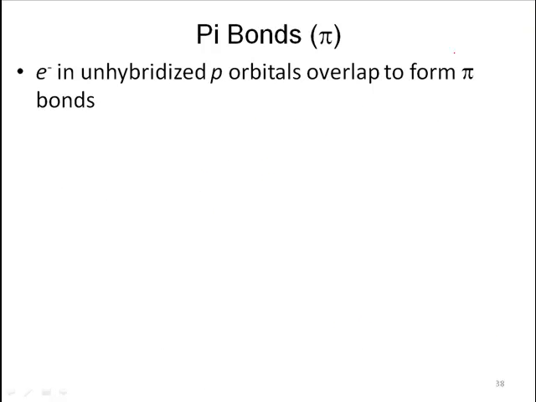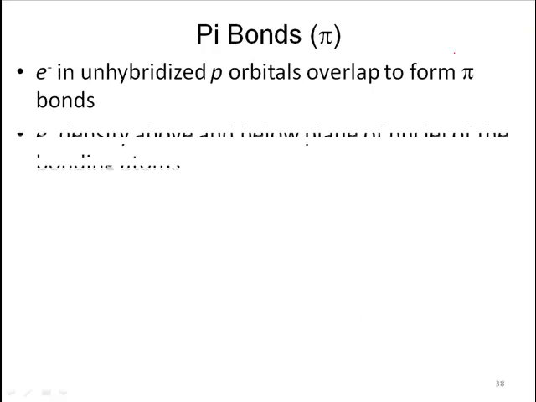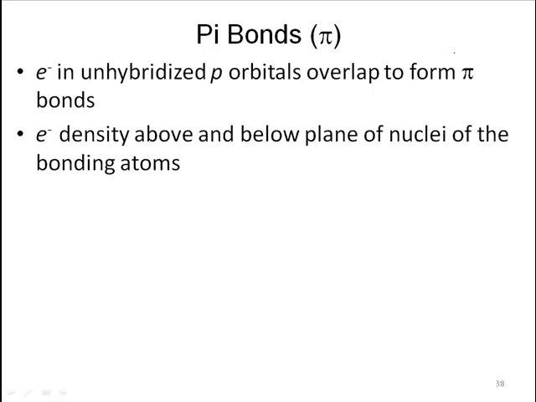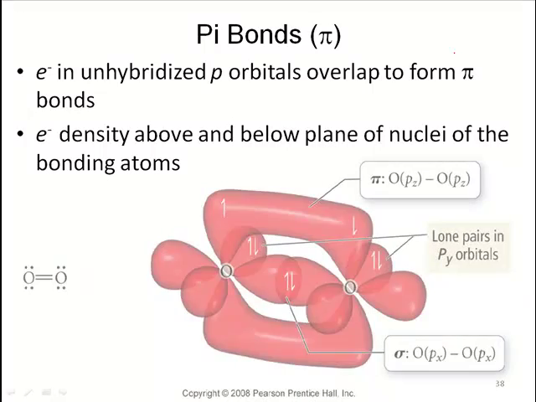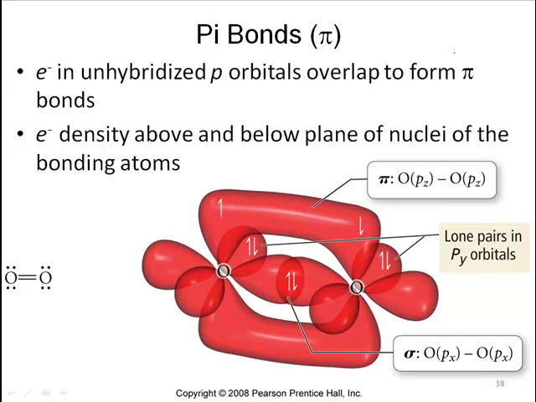Now, we've been focusing on the sigma bonds. The last type of bonds are the pi bonds. And it sounds like we need to do something different, so we're going to stop where we're at with pi.